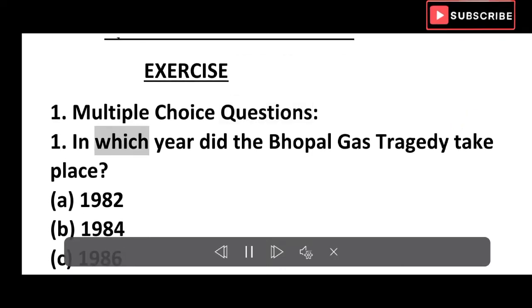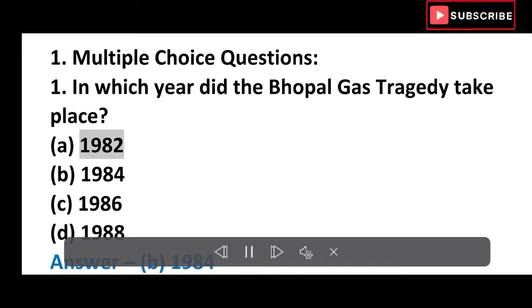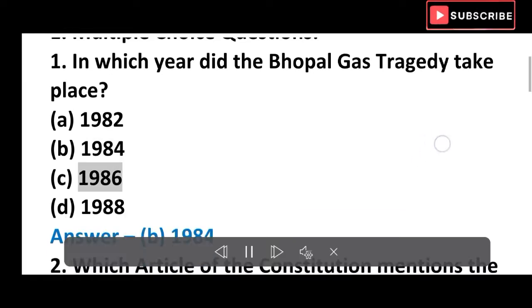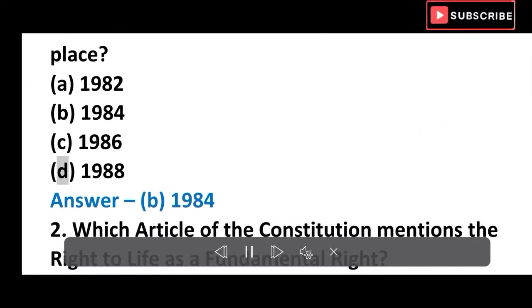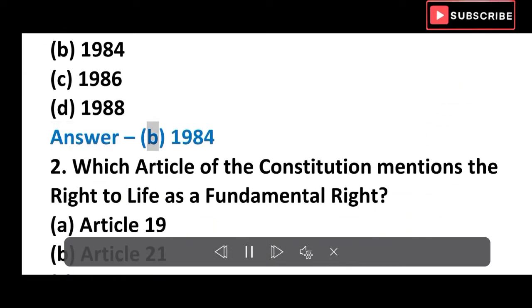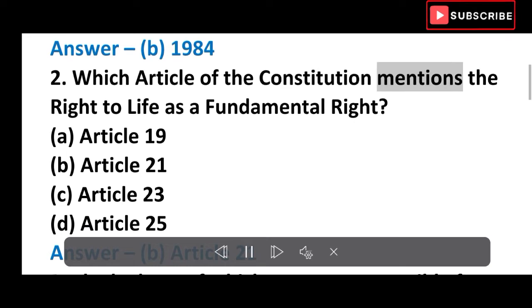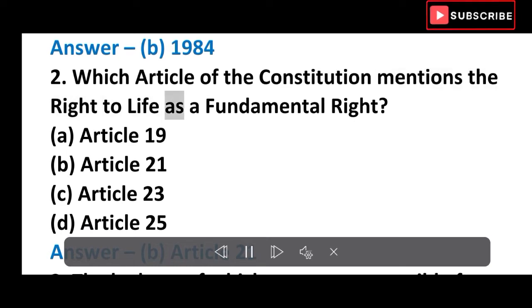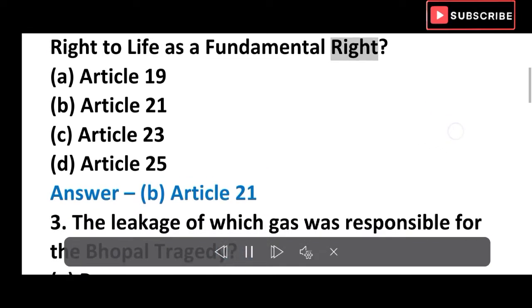Exercise 1. Multiple choice questions. 1. In which year did the Bhopal gas tragedy take place? A. 1982. B. 1984. C. 1986. D. 1988. Answer B. 1984.